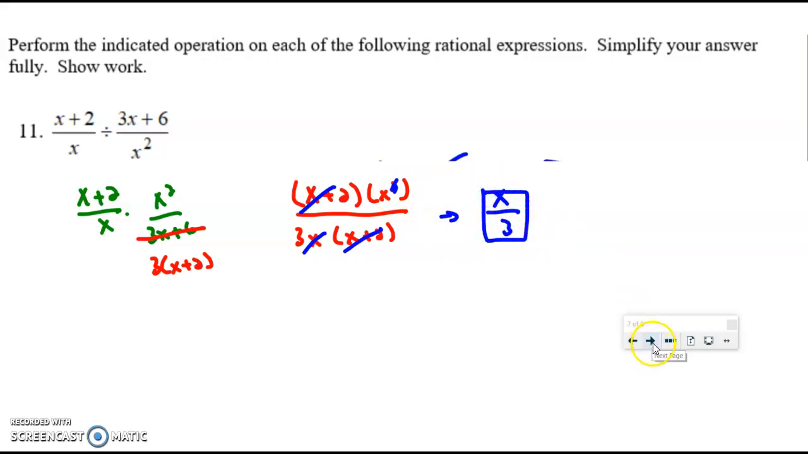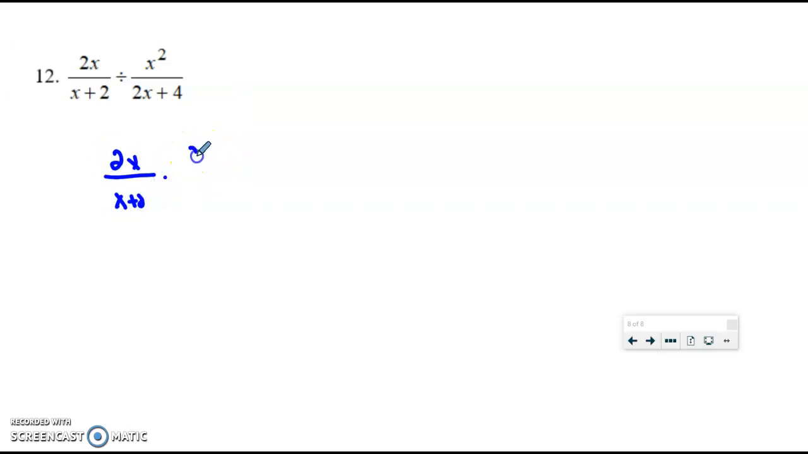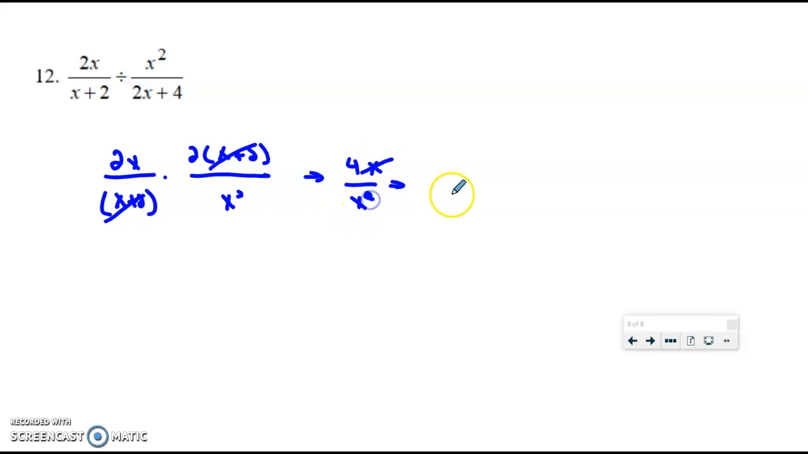Okay. Let's just look at one more. Let's look at number 12. Same idea. 2x over x plus 2, multiplied by the reciprocal. I'm going to rewrite that as 2 times x plus 2, I just factored out 2x plus 4, over x squared. So I'm going to cancel whatever I can. The x plus 2's cancel. And so right now it looks like I got 4x over x squared. The x cancels out the square, so it looks like I just end up with 4 over x.